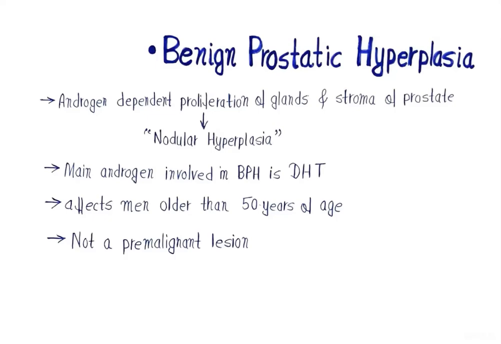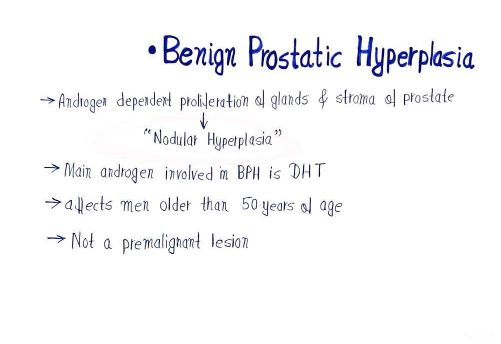Let's learn patho. The topic we are going to study in this video is benign prostatic hyperplasia, that is BPH. So what happens in BPH is there is androgen dependent proliferation of glands as well as the stroma of the prostate, which leads to nodular hyperplasia of the prostate.